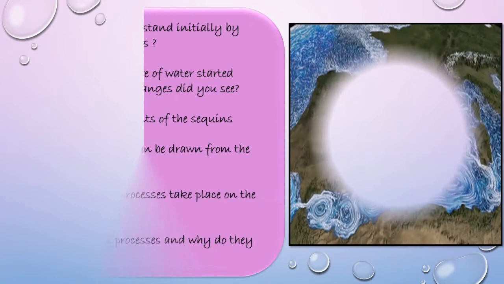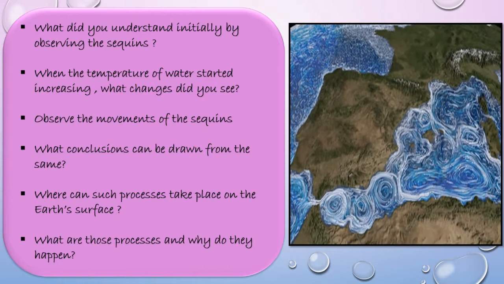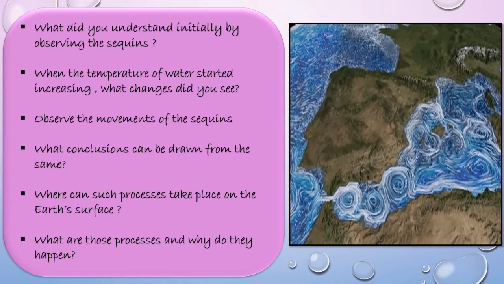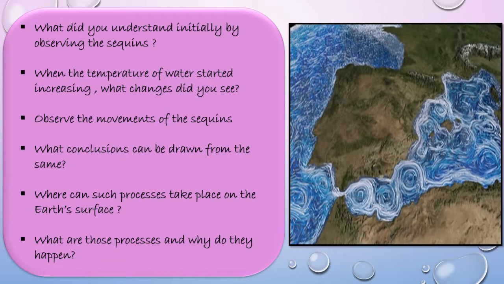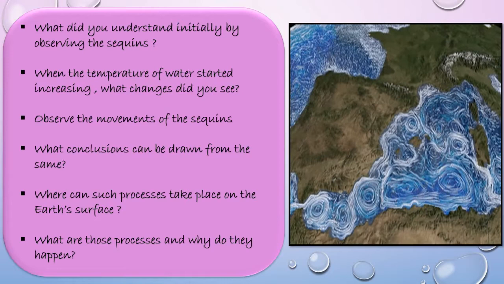Now, based on this activity, here we have a few questions. The first one is, what did you understand initially by observing the sequins? Initially we understood that the sequins started floating in the water and became still. When the temperature of water started increasing, what changes did you see? The plastic sequins moved from one place to another. The density of water decreased and it became lighter. Therefore, the water having lower temperature, which was heavier, replaced the water with higher temperature.